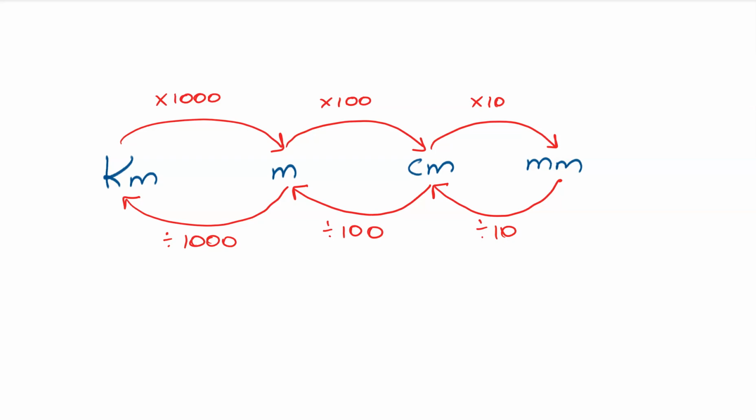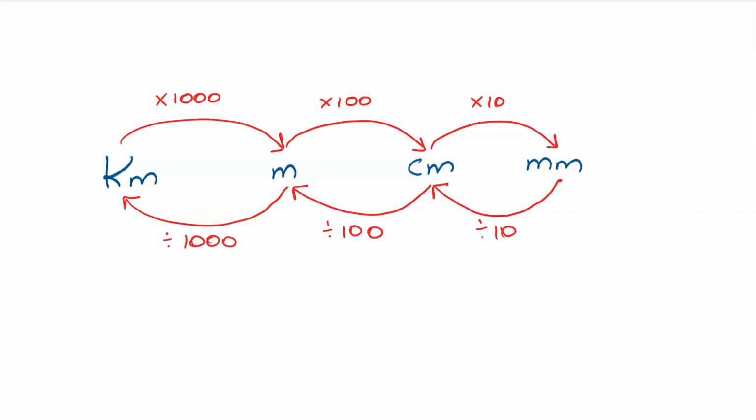So in this video, we're looking at converting metric units of length, area, and mass. So what we'll do is we'll start with length. We've got four forms of length I've put down over here: kilometers, meters, centimeters, and millimeters. This is quite useful when you come into conversion.